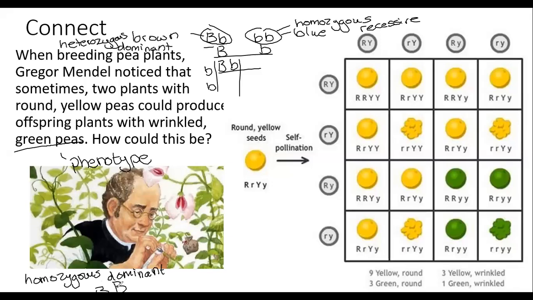So the possible outcomes from this genetic cross are heterozygous dominant and homozygous recessive, heterozygous dominant and homozygous recessive. So it'd be a 1-to-1 ratio chance of getting one or the other. And the phenotype for these would be brown and blue. So these are our genotypes from the parents. The genotype would be here, and then the phenotype would be that it's blue.